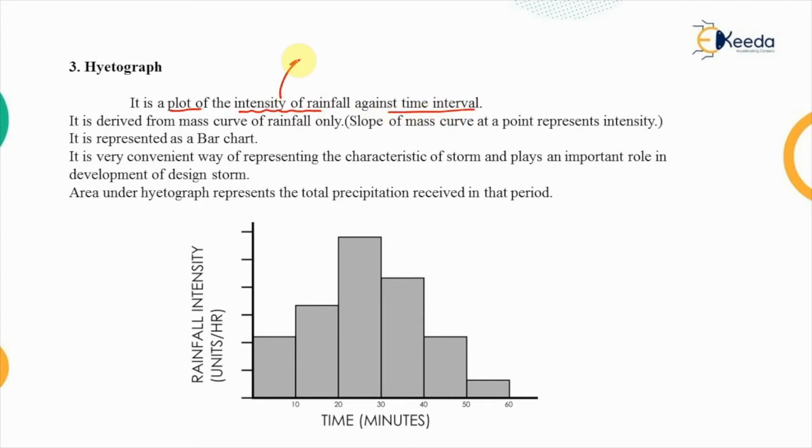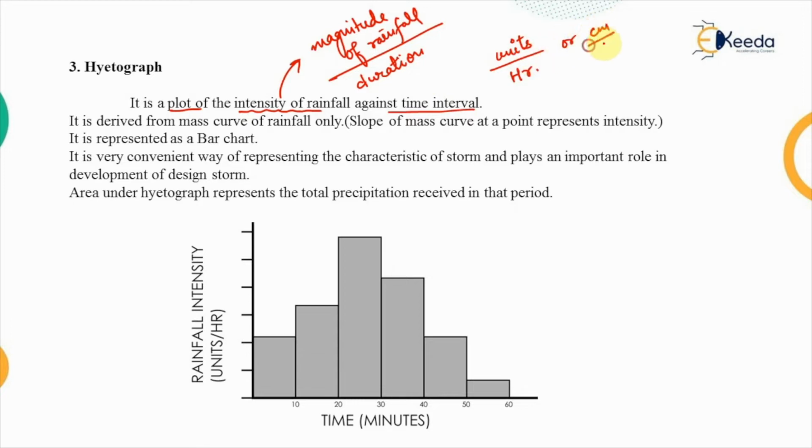Now, what is this intensity of the rainfall? This is the magnitude of the rainfall that has fallen at a particular place, divided by the duration within which this rainfall has taken place. So if we have certain units for the magnitude of the rainfall, and the duration is usually calculated in hours, the unit of the intensity of the rainfall will be units per hour, or usually it is written as centimeters per hour.